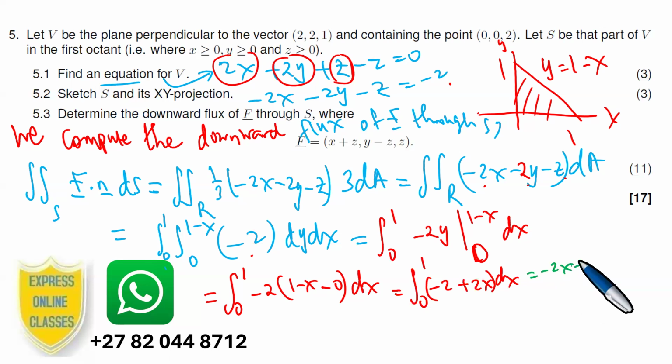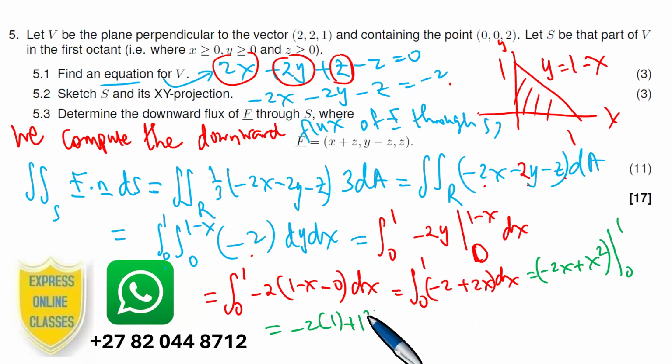So it's minus 2x plus x squared from 0 to 1, which is minus 2 times 1 plus 1 squared minus 0. And therefore, this is minus 2 plus 1, which is minus 1. And this is the answer.